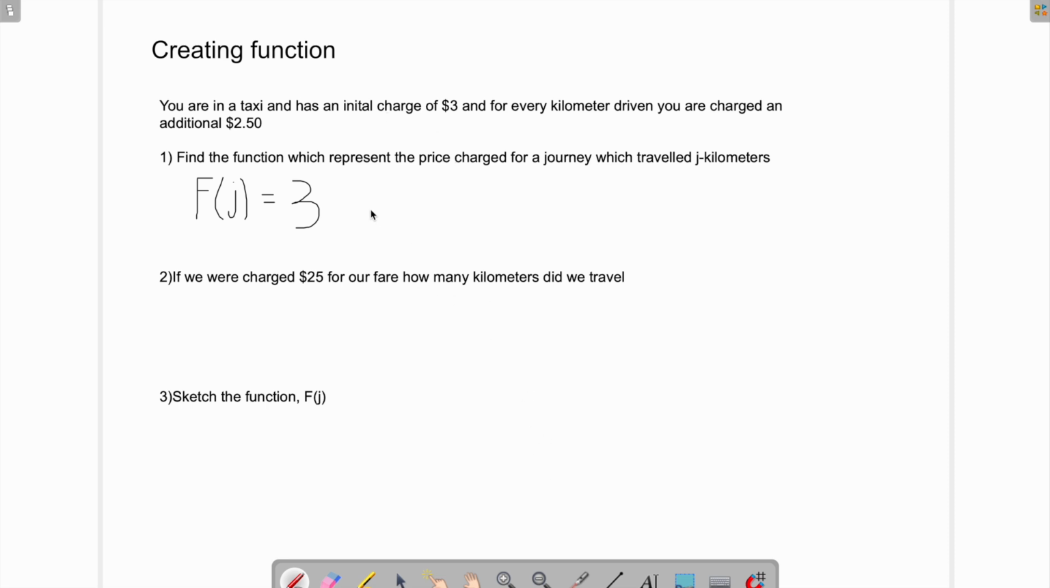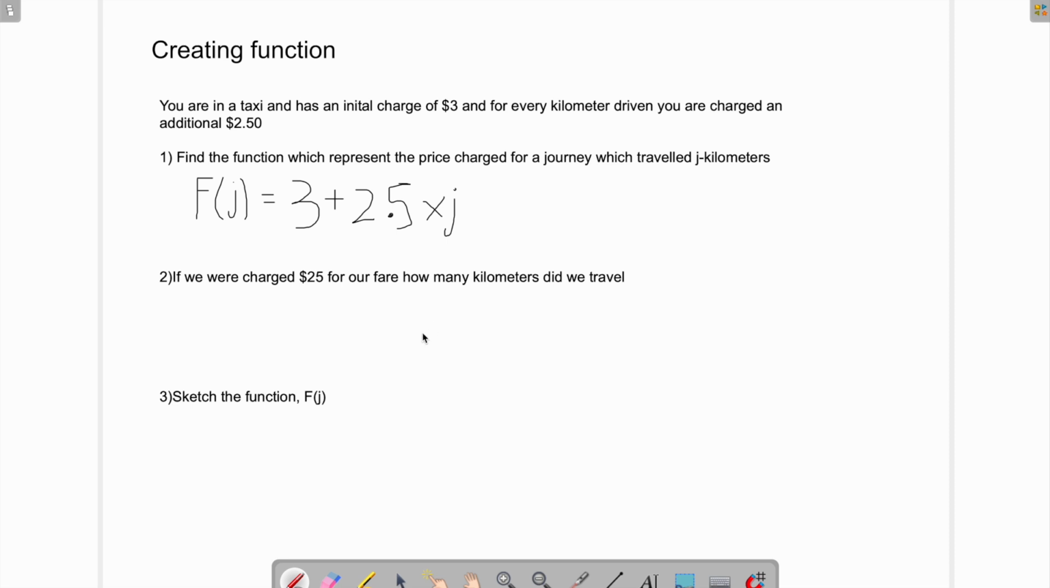But that's only initially we're charged $3. And then for every extra kilometer driven, every extra j kilometer, we're charged $2.5. So let's say j was equal to 1 in this case. What would it be? Would we have $3 plus 2.5? We would have $5.5 for this journey charged. Awesome. So therefore, what would we do? We would add a 2.5, but what would we times it by? This is the important part. The important part here is we times it by j, because as we said before, this is for every extra kilometer traveled. So simply, that is the equation we have.